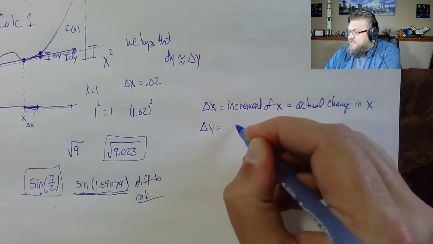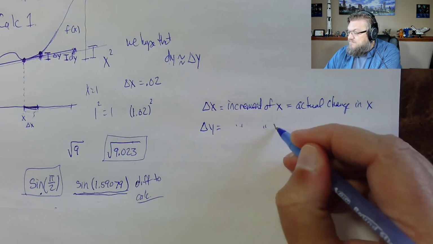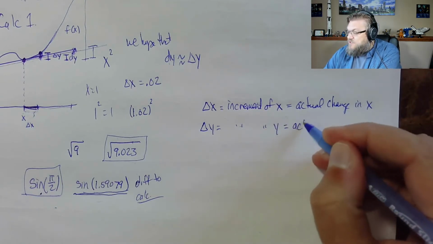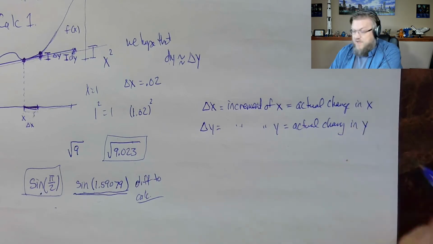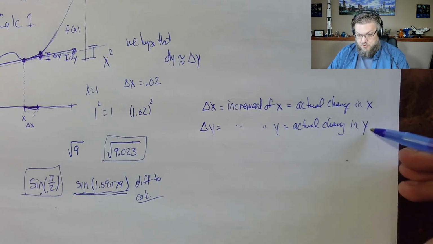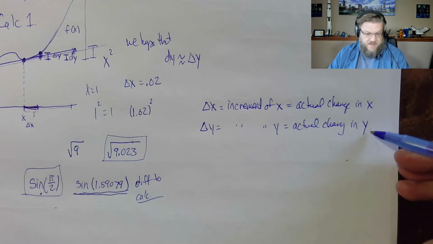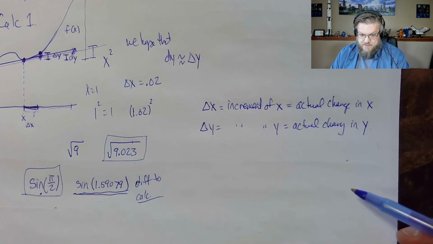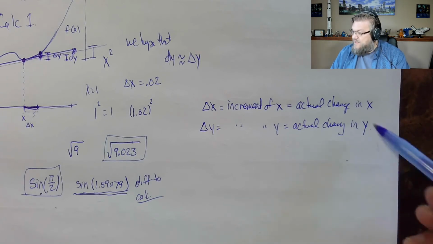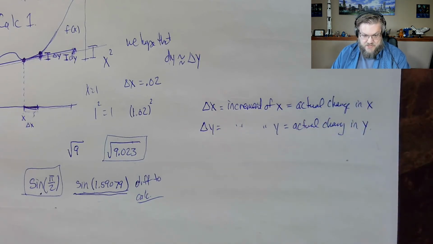Delta Y is known as the increment of Y, and this is the actual change in Y, right? This you don't have control over, right? Because that's subject to whatever the function you were given says, yeah? So you don't really have control over delta y, right? It's dependent on delta x, right? The actual change in x, yeah?